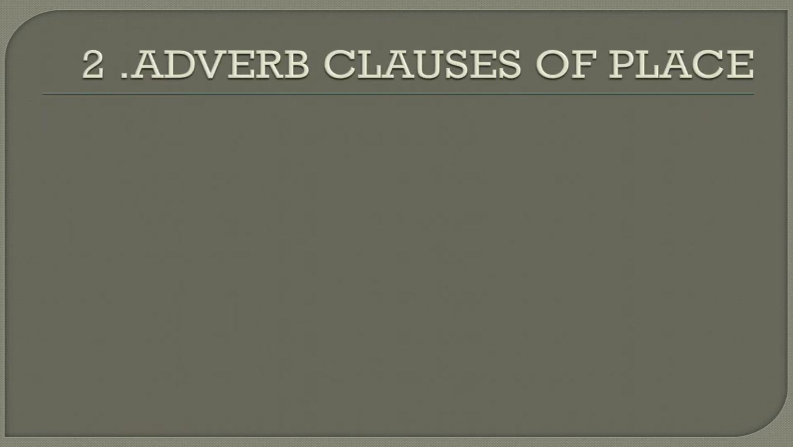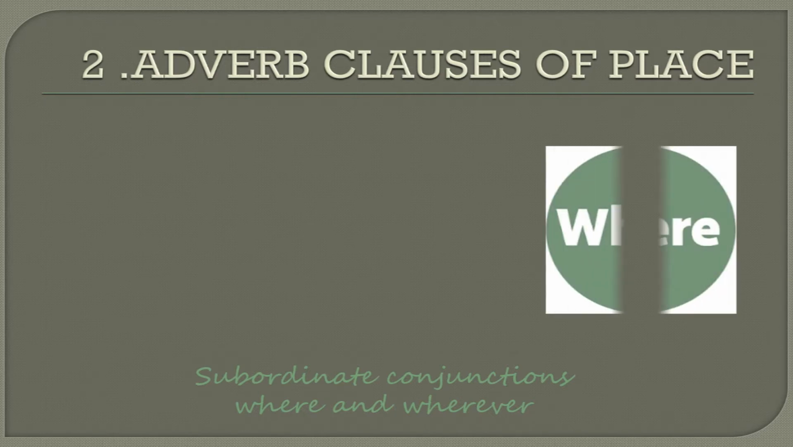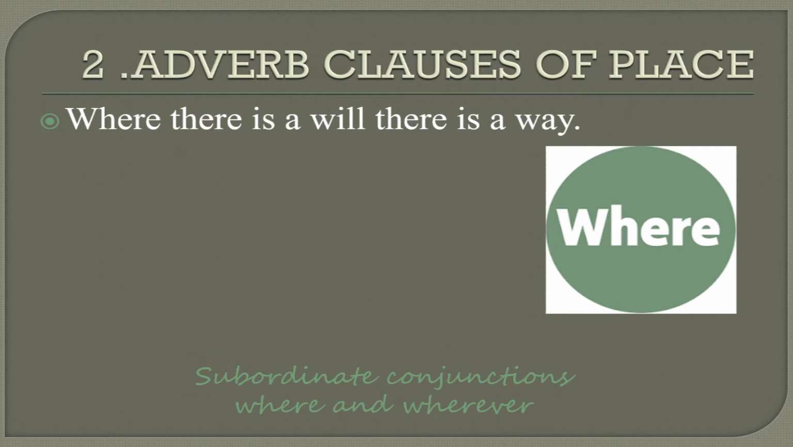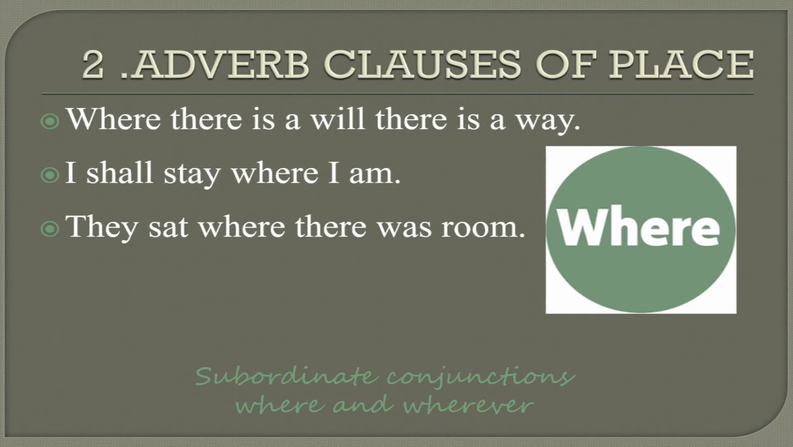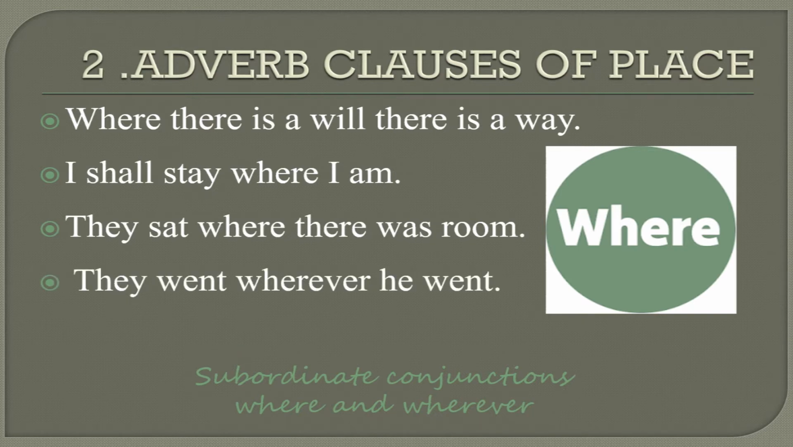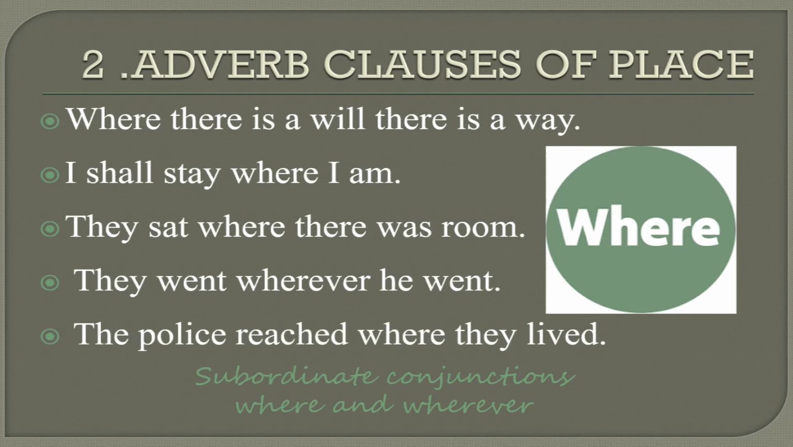Adverb clauses of place. They are introduced by subordinate conjunctions where and wherever. They answer the question where. For example, where there is a will, there is a way. I shall stay where I am. They sat where there was room. They went wherever he went. The police reached where they lived.